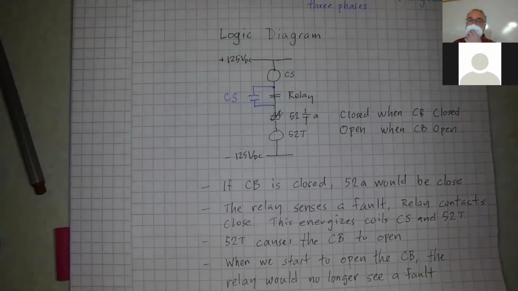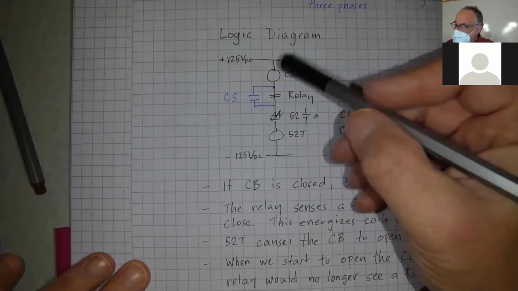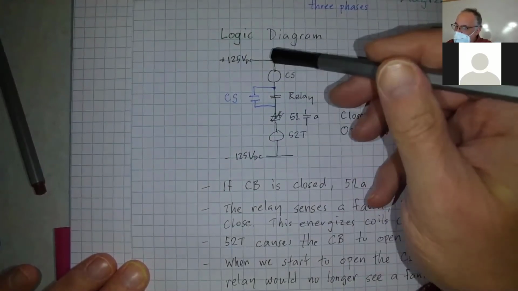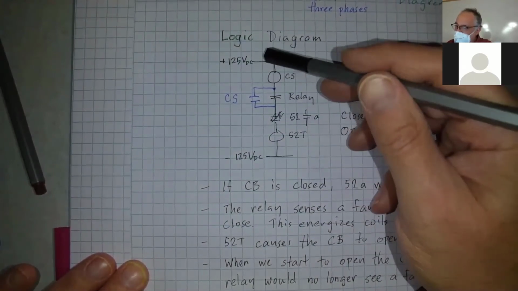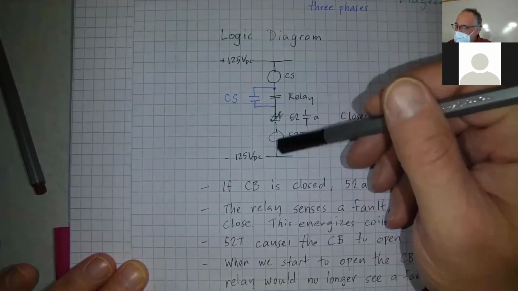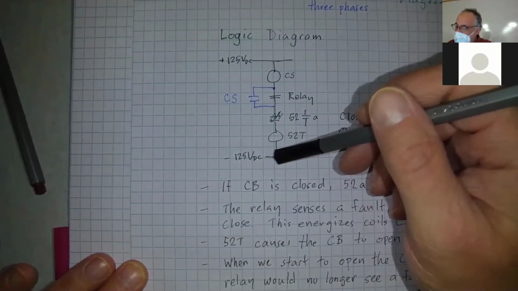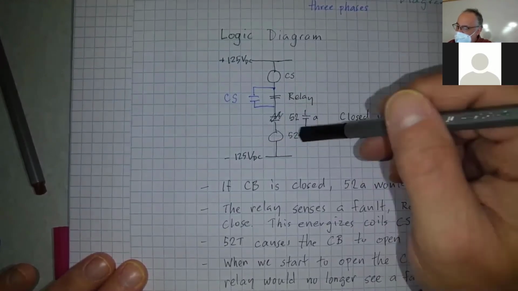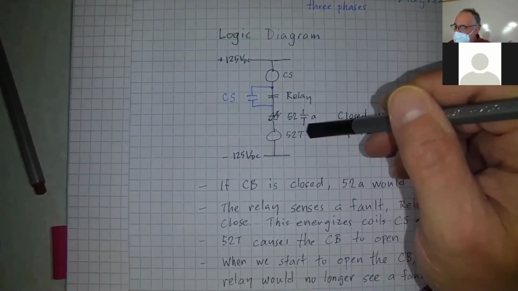Is everyone okay with that? These two guys close. This path is closed. We got current going from the 120 volt positive to the 120 volt negative. So we got current going through here. It's going to energize the 52T coil, which causes the circuit breaker to open up.